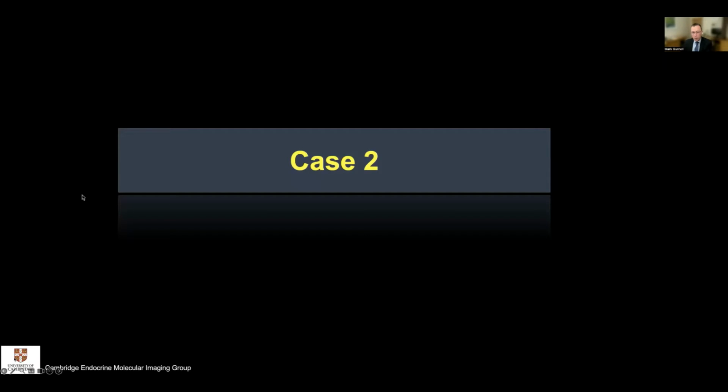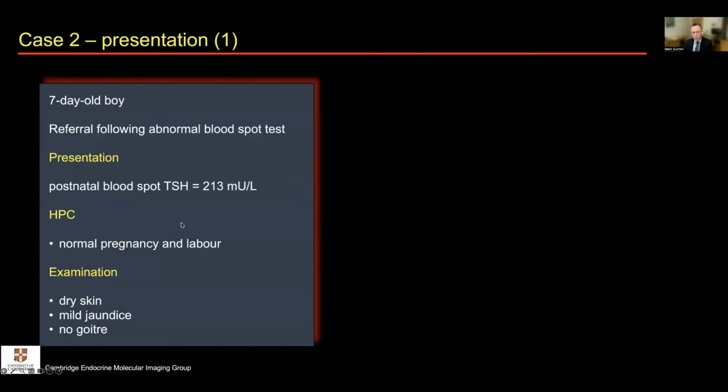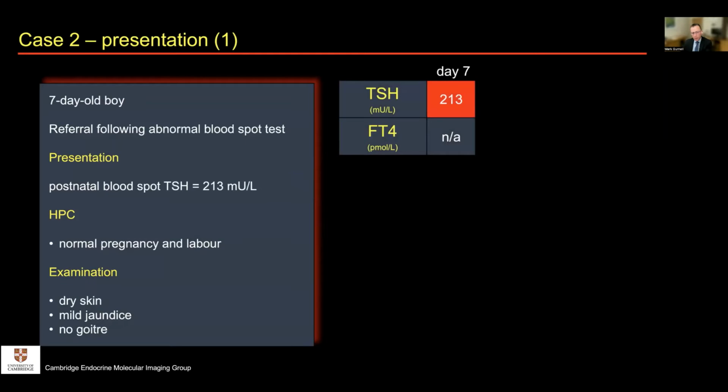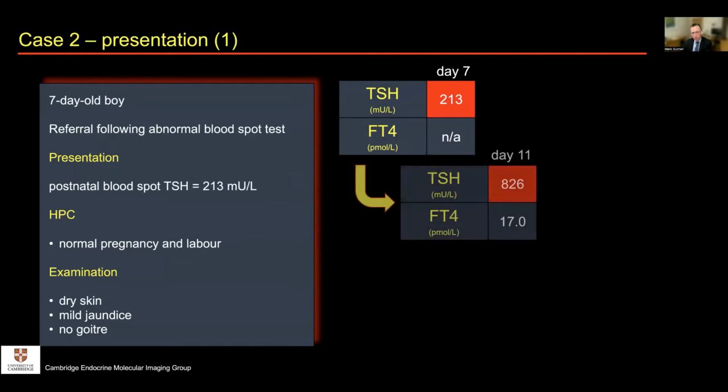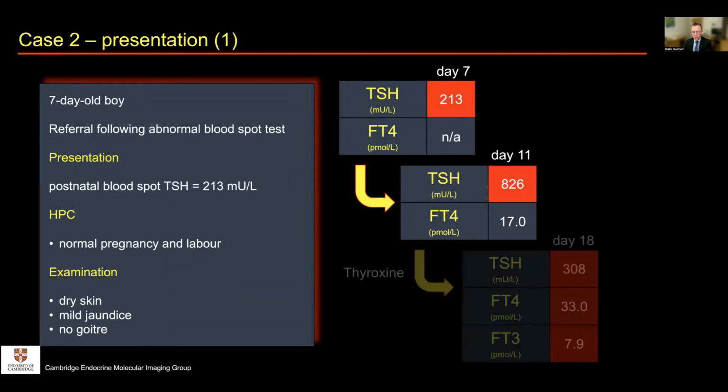Now, indeed, there are other ways in which the TSH assay can also have problems. I'm going to use a slightly different case here to illustrate this. This was a 7-year-old child who was detected to have a markedly elevated TSH on the blood spot post-birth. Now, there's no real concern in the pregnancy or in the labor itself or in the early postnatal period, but you can see the TSH was markedly elevated. And when it was repeated 4 days later, it was even higher, and that caused sufficient consternation that the child was started on thyroxine.